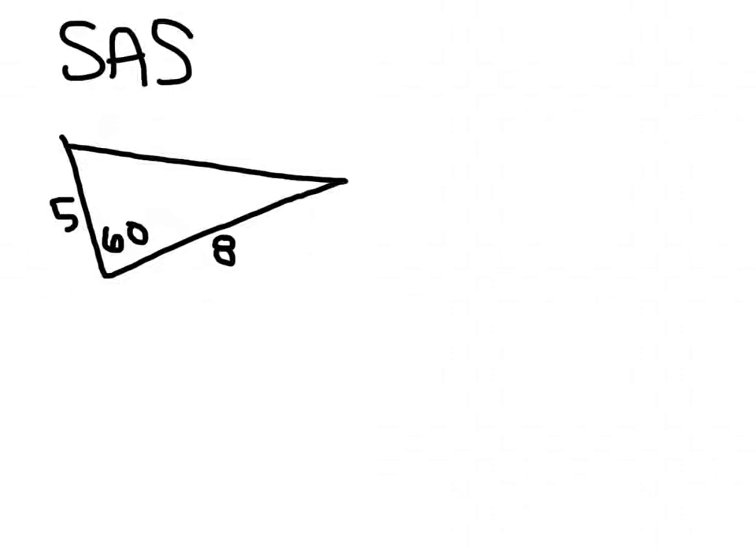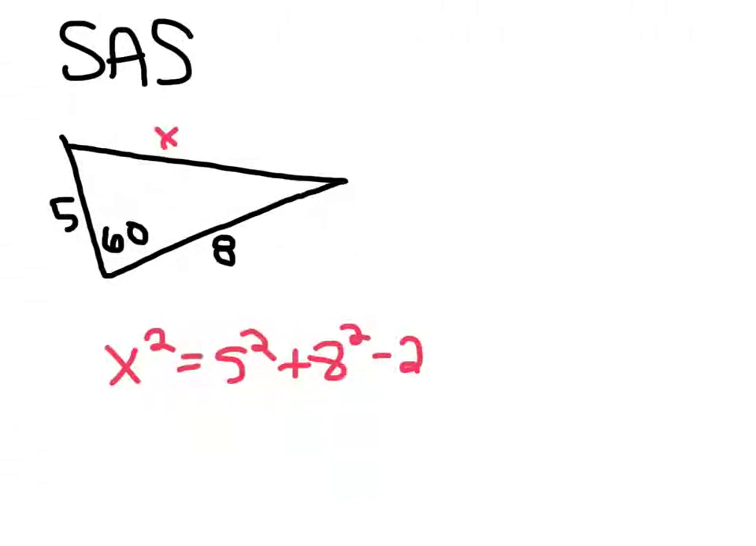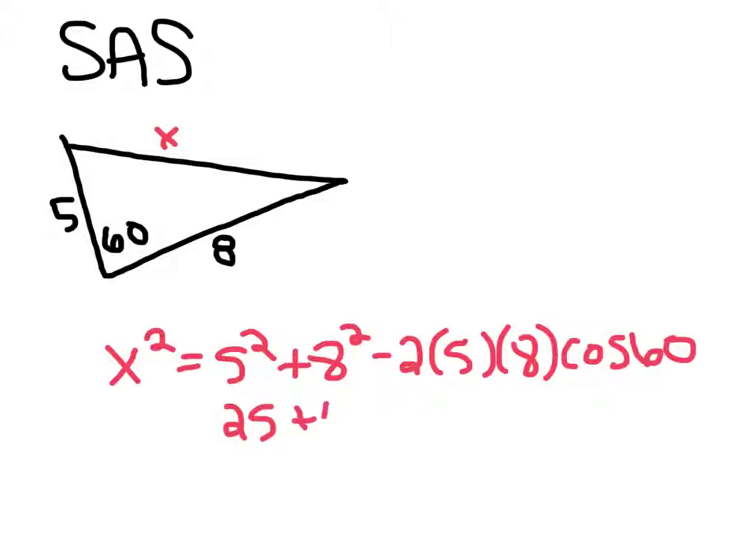One is the side angle side case. If I wanted to find the length of side x, I would say x squared is equal to 5 squared plus 8 squared minus 2 times 5 times 8 times cosine of 60. And so that's 25 plus 64 minus 2 times 5 times 4, which is 40. So x squared is equal to 49, and so x is equal to 7.